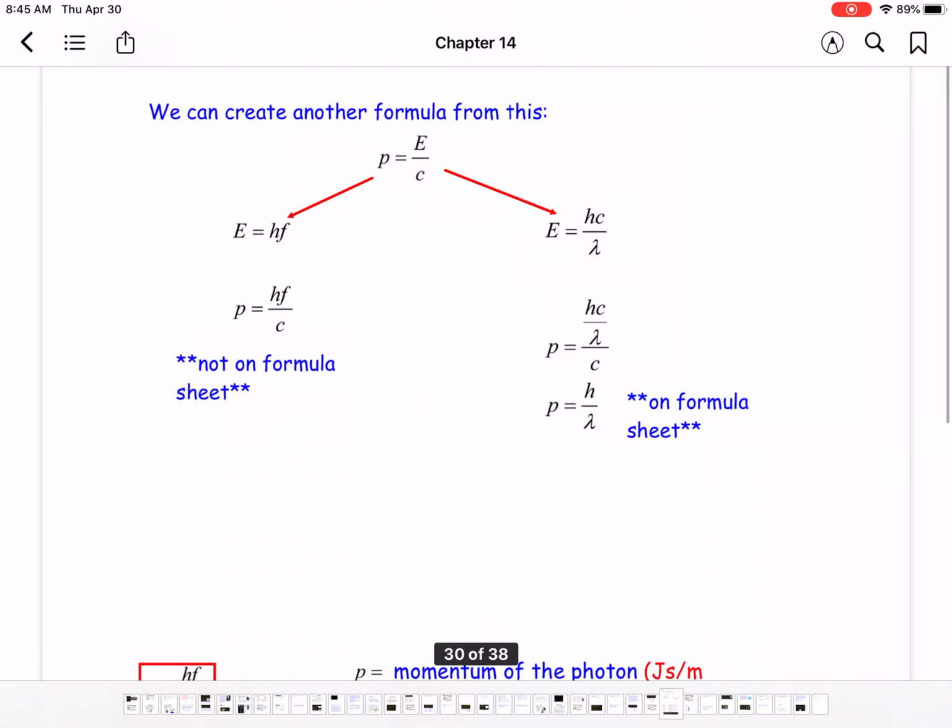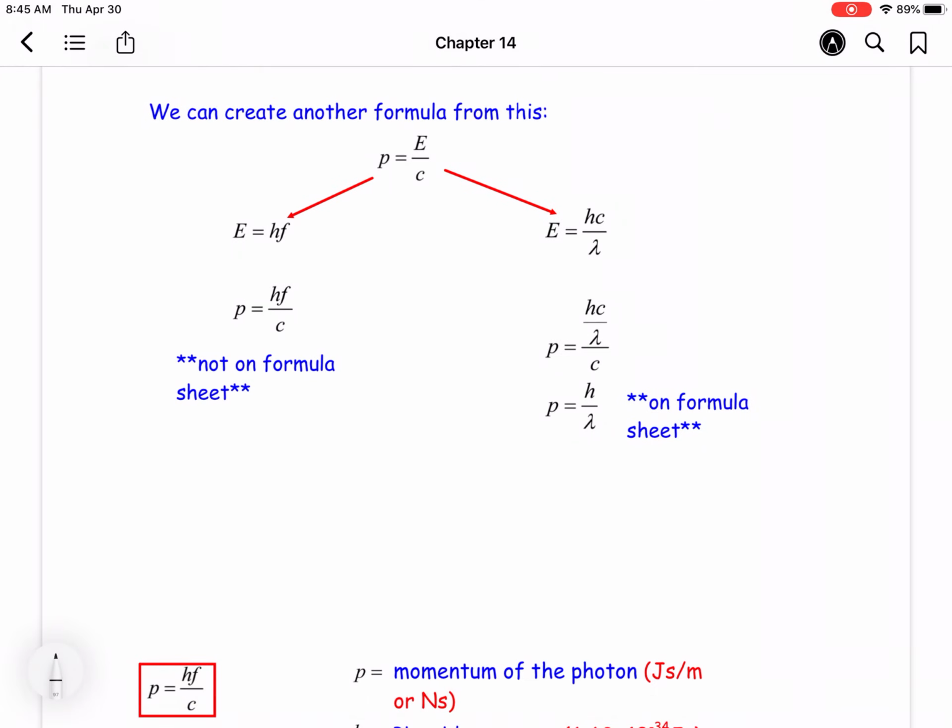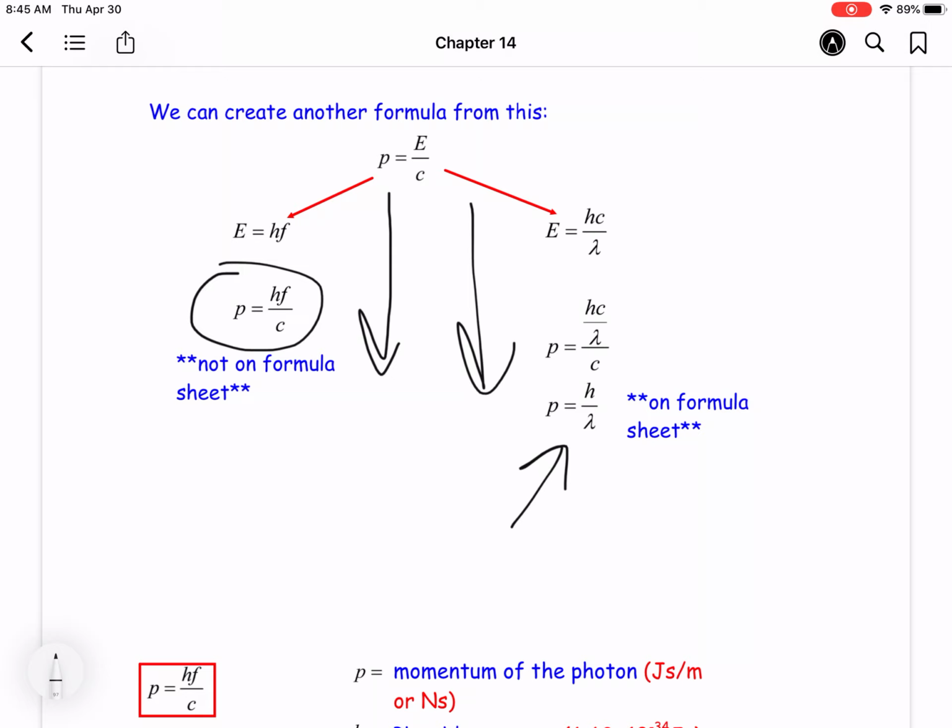But from this equation we can break this down more. We get a whole bunch more stuff. So this is not on the formula sheet, but this one is. The more we break these down, the more we're connecting these equations. So it seems like atomic physics and nuclear physics have very few equations, but there's a lot of information packed into them, and they all kind of link together.